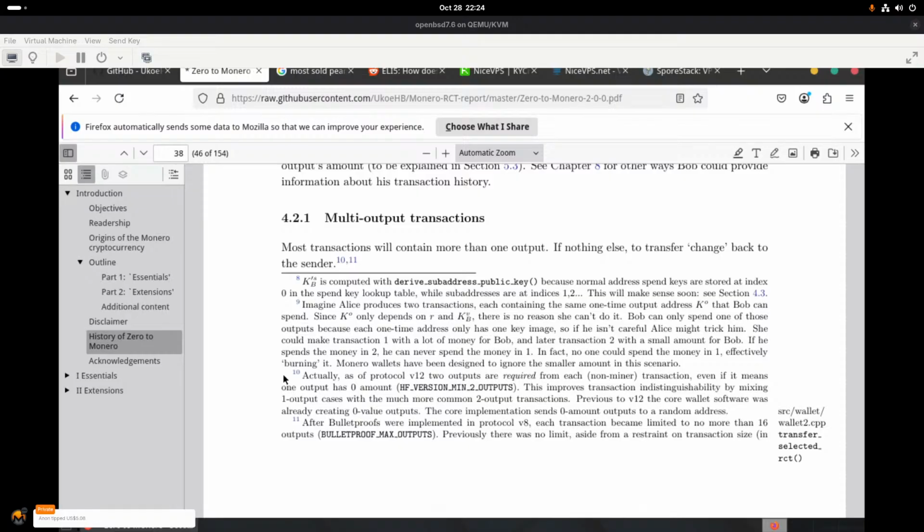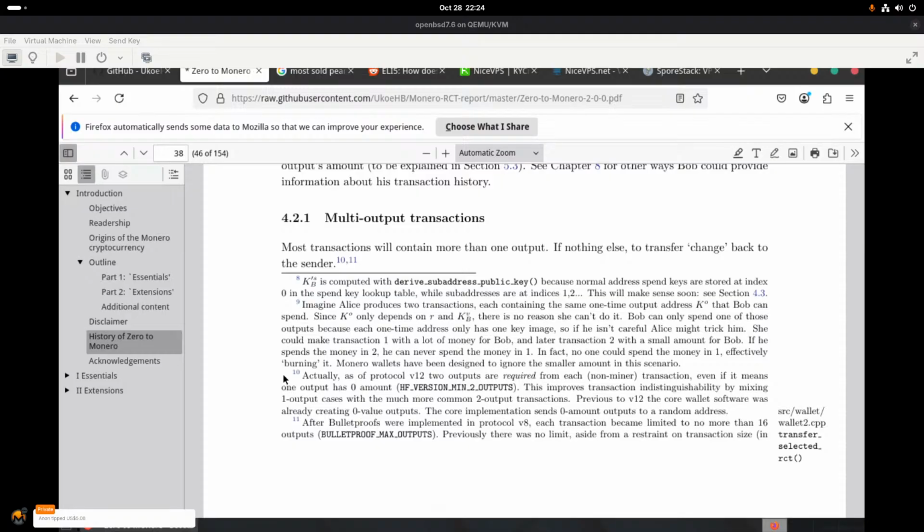Actually, as of protocol v12, 2 outputs are required from each non-miner transaction, even if this means one output has 0 amount. This improves transaction indistinguishability by mixing the one output case with the much more common 2 output transactions. Previous to version 12, the core wallet software was already creating 0 value outputs. The core implementation sends 0 amount outputs to a random address.